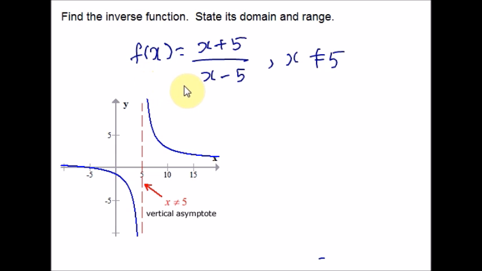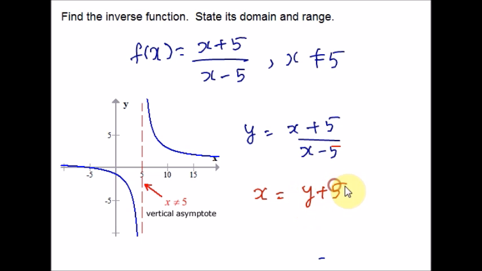Replace f of x by y equal to x plus 5 over x minus 5, and then cross multiplication, or multiply both sides by x minus 5. So before cross multiplication, let us interchange x and y. So the left side would become x, and y plus 5 on top and y minus 5 on the bottom.